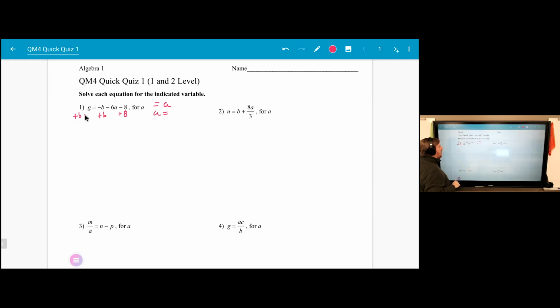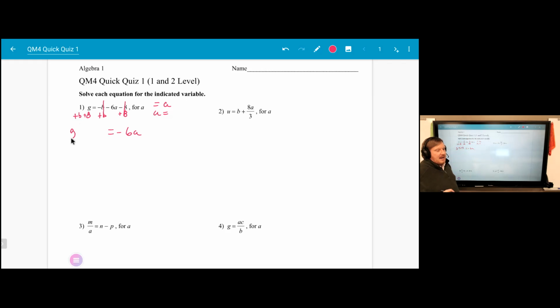And I can do that. I know we like to take things one step at a time, but I think we're ready to step up this game now. So here, these simplify to 0. And on the right-hand side, I just have negative 6a. On the left-hand side, I have g plus b plus 8.